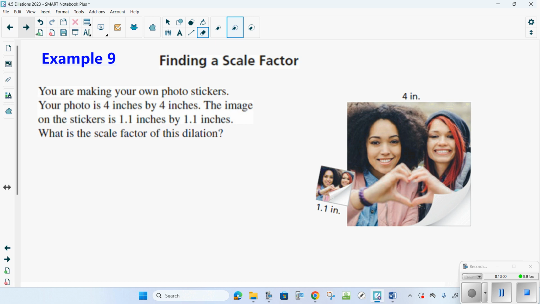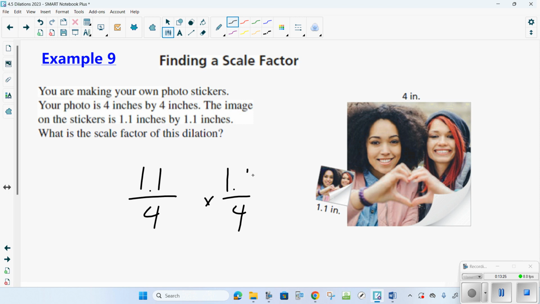Scale factor. A lot of times you'll have a picture that you'll enlarge or reduce. So in this case, you are making your own photos. Your original photo is a 4x4. Your new photo is a 1.1 by 1.1. And I did that backwards. Give me a second here. The original is 4, and the new is 1.1.